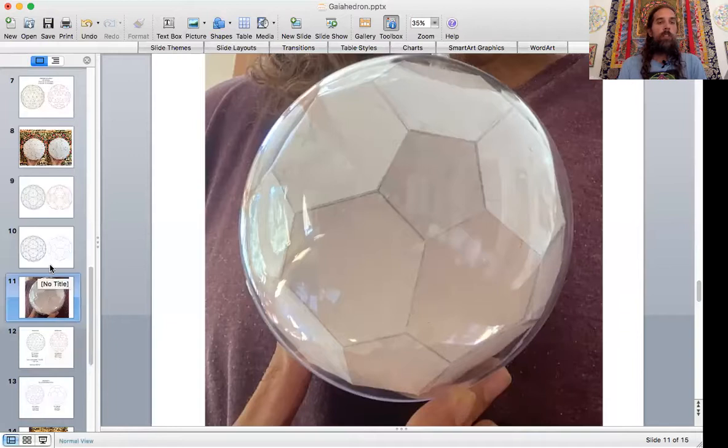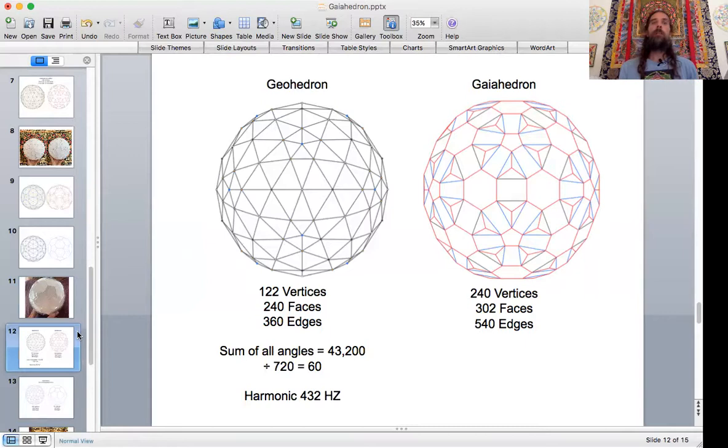So that was these unnamed forms. I'll show you them after these, but I'm now going to do a little bit of a recap here of the two main forms that I've been discussing earlier. The Geohedron, which I've done quite a bit of videos on, has 122 vertices, 240 faces, 360 edges, and the sum of the angles is 443,200, relating to that harmonic of 432 hertz.